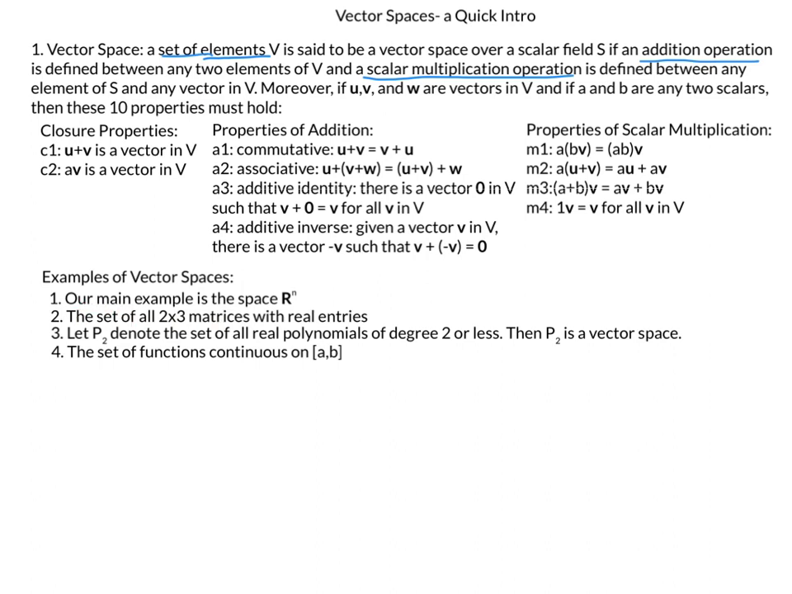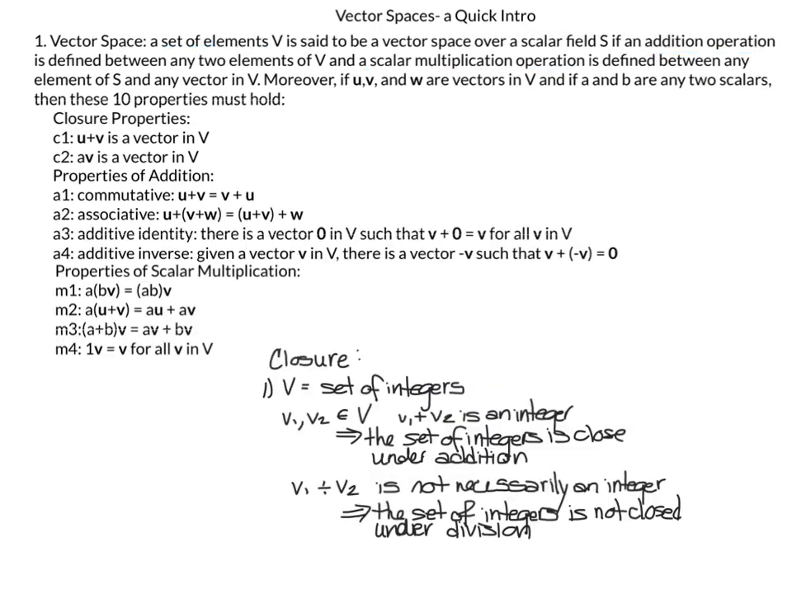Other examples we looked at in a previous video are the set of all 2 by 3 matrices with real entries. We looked at P2, the set of all real polynomials with degree 2 or less, and as you may have guessed, this could have been P3, P4, P5, Pn essentially is a vector space. And last, we did an example with the set of all continuous functions on an interval AB. I'm going to walk you through Rn and all these properties just so that we can get a concrete example of this, but I do want to talk about closure.